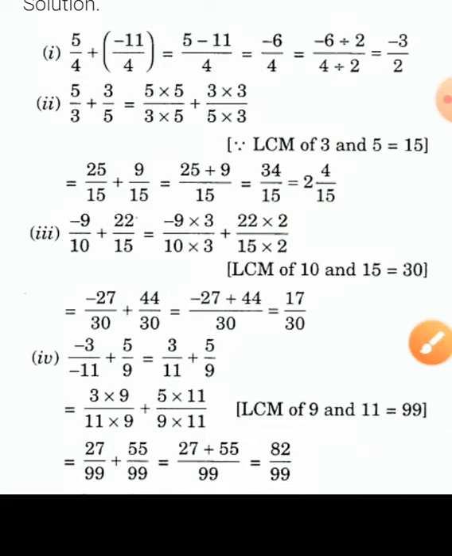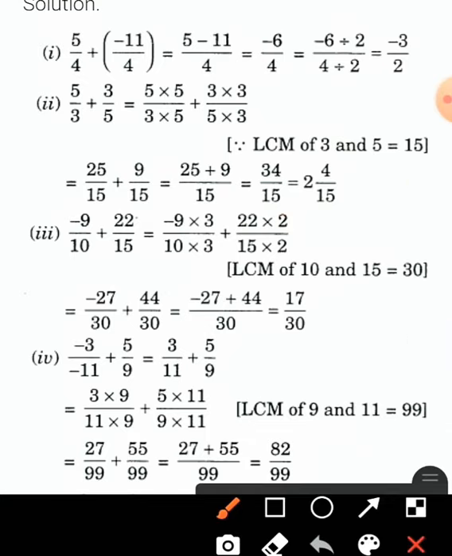Now moving ahead towards the third question. So third question is minus 9 upon 10 plus 22 upon 15. Now here minus 9 is given, so again you have to be little careful. Okay, yahan pe negative sign diya hai, to aapko thoda sa isko carefully karna hai.